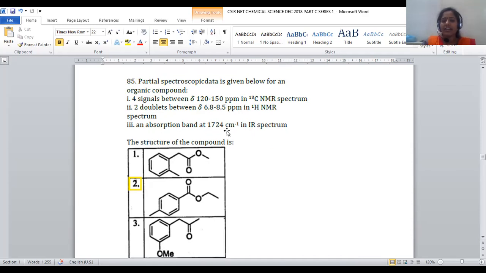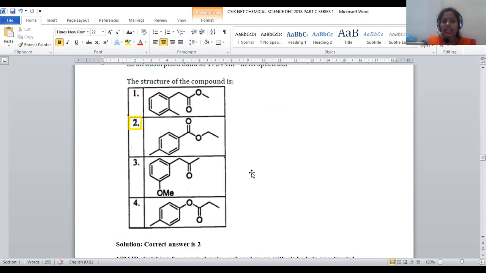An absorption band at 1724 is the driving force in order to predict the compound structure now. 1724 indicates it is a kind of alpha beta unsaturated ketone. Okay, 1724 is the characteristic band for alpha beta unsaturated ketone. Where can we find alpha beta unsaturated? Here the benzene ring is in conjugation with the double bond C=O. Here the benzene ring is not in conjugation with the double bond C=O.